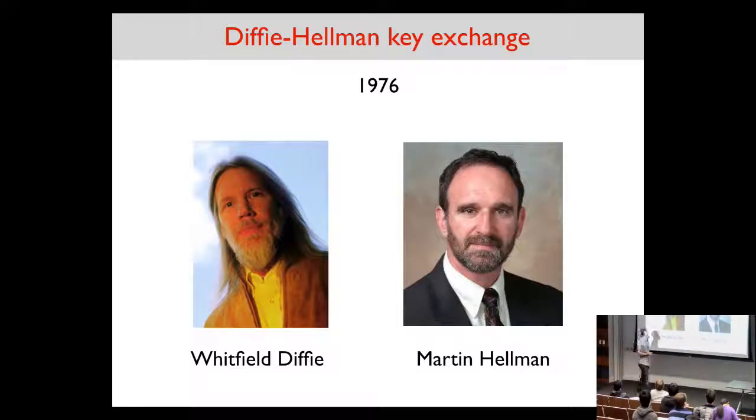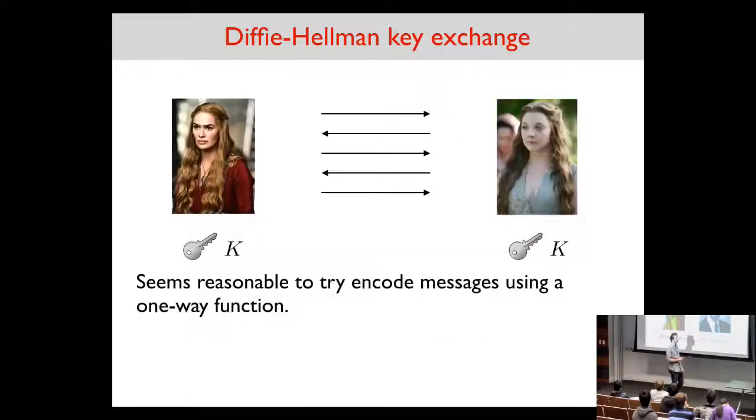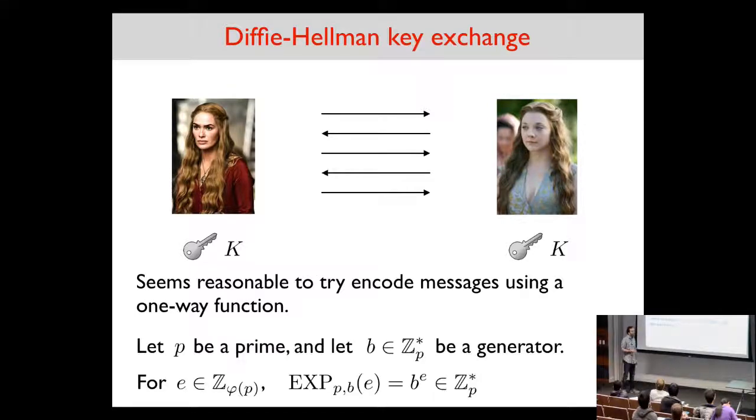And we're going to discuss here the Diffie-Hellman key exchange protocol from 1976. So the idea here is, again, it seems reasonable to try to encode messages using a one-way function because you don't want the adversary to learn any information about the message. So let's take this one-way function that we discussed, the exponentiation. Let p be a prime, take some generator b, right? The exponentiation function is basically, given some exponent e as input, you want to calculate b to the e.